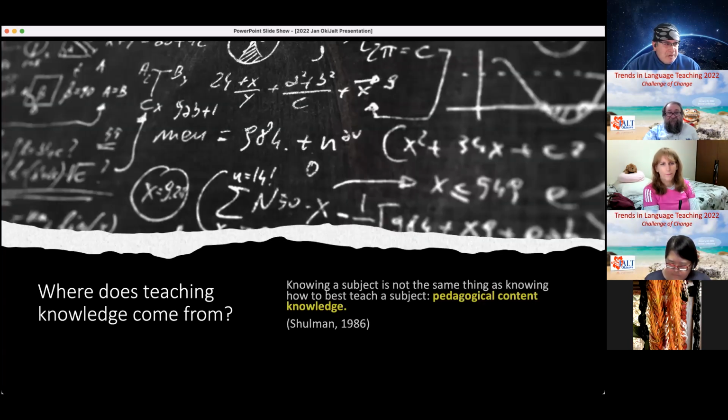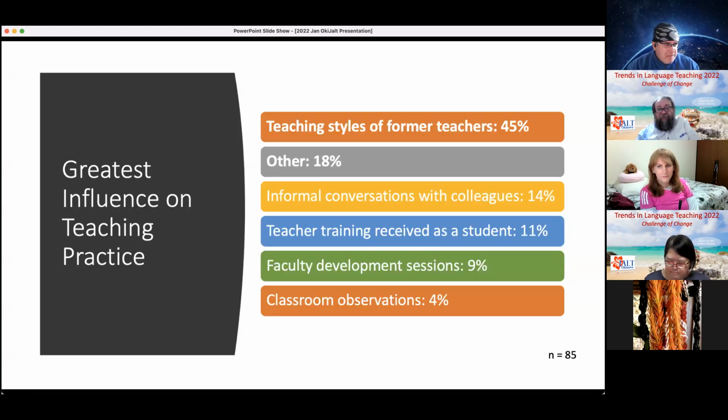So, where does teaching knowledge come from? Here in JALT, I think probably more than most have some kind of teaching or education background. But in universities, higher education, teachers are mainly like content specialists, and they don't necessarily have any training about pedagogy and teaching. Schulman, 1986, talked about the difference between knowing a subject and knowing how to best teach a subject. This idea of pedagogical content knowledge as two separate constructs.